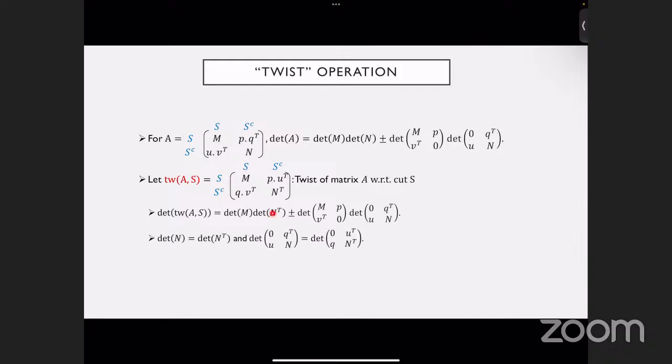And here this matrix is the transpose of N, and this matrix is the transpose of this matrix. So they have the same determinant. And now if we take any principal submatrix, it will have the same structure as A, and the twist of A with respect to cut S will have the same structure, and hence they will have the same principal minors.